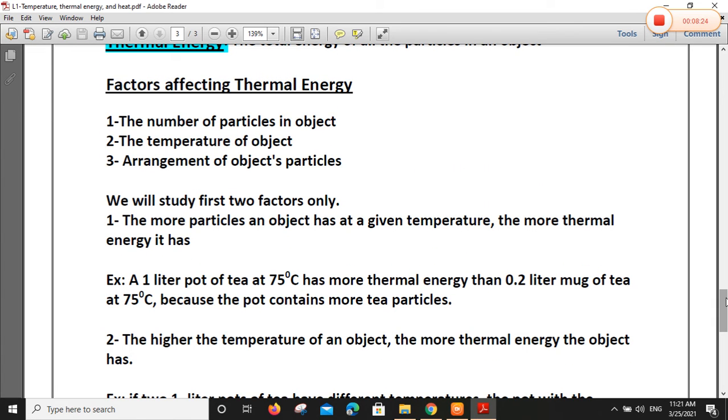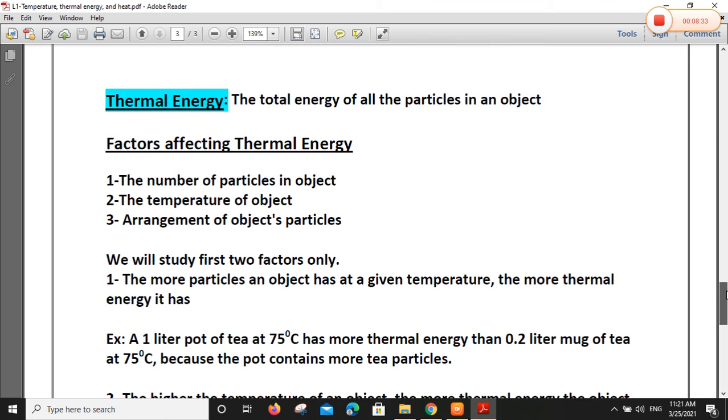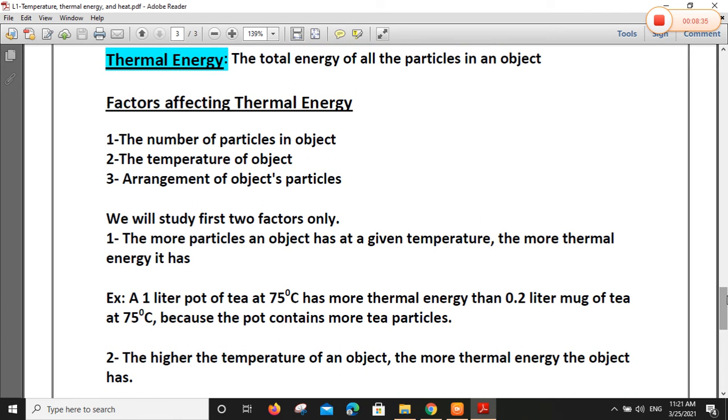Factors affecting thermal energy. Thermal energy is the total energy of all particles. What are the factors affecting it? Number of particles, because the object or matter is made of particles. So the number of particles in an object affects thermal energy.